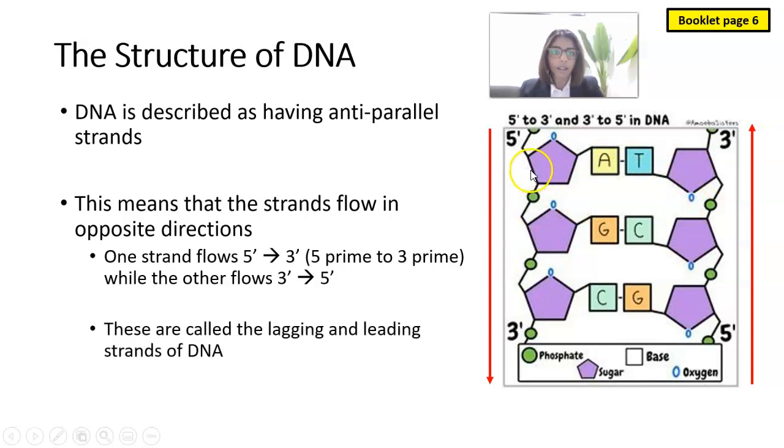Now, the way that DNA is orientated is because of the molecular structure, and there's a lot of biochemistry behind that. So all we need to know is that DNA runs 5' to 3', and that one strand is the opposite of the other, and this makes them anti-parallel. Therefore, one strand is called the leading strand, and the other one is called the lagging strand.